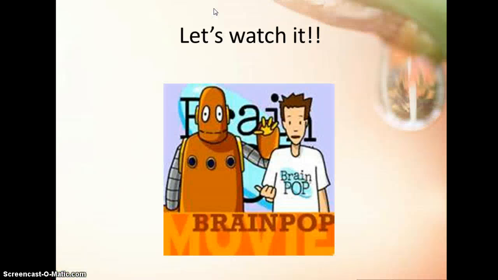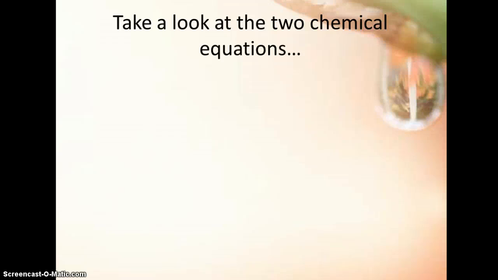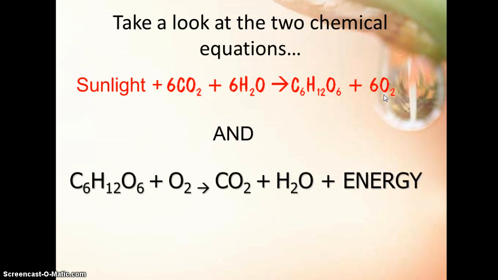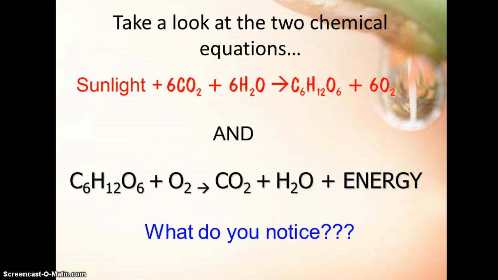Alrighty. So the important thing we need to remember is that cellular respiration is used by all organisms, including plants, whereas photosynthesis is only a process that occurs in plants. So let's look at the two chemical equations. The first one being photosynthesis, where sunlight, carbon dioxide, and water come together to produce sugars and oxygen. And the chemical equation for respiration, which is where sugars and oxygen come together to produce carbon dioxide, water, and energy. What do you notice?